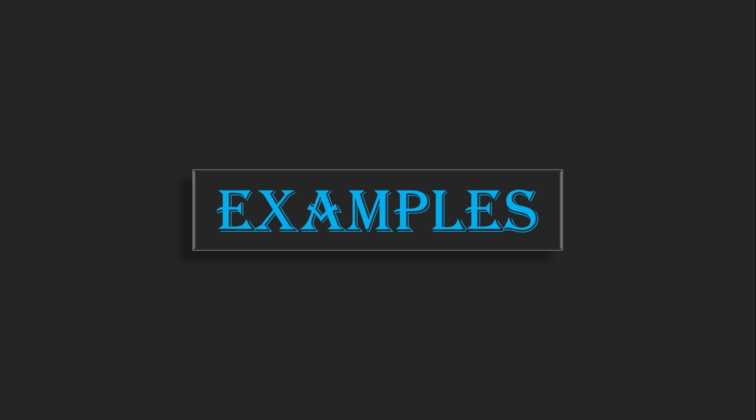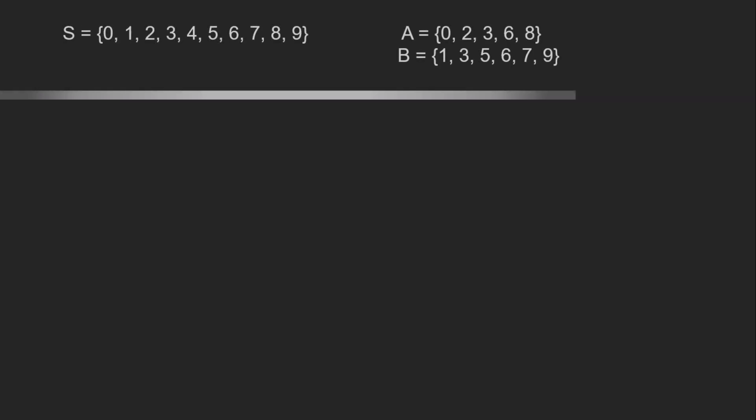In this video, I will provide two examples. I will explain how Venn diagrams can be used to solve some problems. First one, the sample space and two major events A and B are given. Now, how do we draw a Venn diagram for this example?